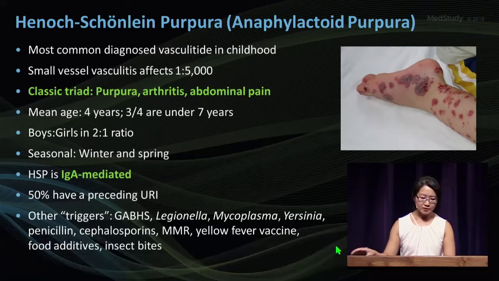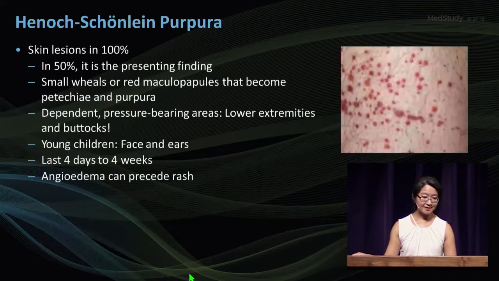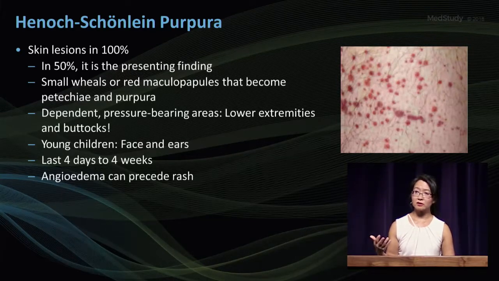There are also other triggers that have been associated with HSP. Vaccinations with live vaccines, MMR, yellow fever have been associated with this. Group A beta-hemolytic strep, Legionella, mycoplasma, food additives, as well as insect bites. The skin lesion is very classic. Usually it's found in the lower extremities where there's a lot of pressure, so the buttocks and the legs. In younger children, it can occur on their face and ears. And skin lesions are found in 100% of cases. In fact, the diagnosis may be delayed because the physician is looking for the skin lesion, and eventually it will come, and aha, you have your diagnosis.